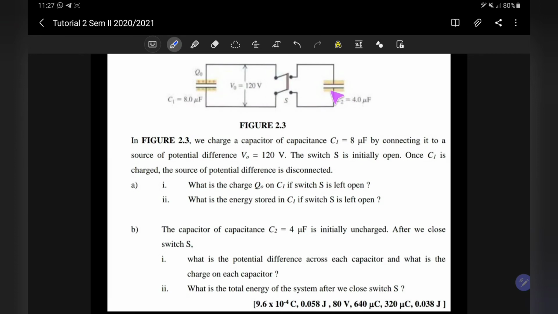So remember, the potential becomes equal at last, so we need to know the concept or principle of how to calculate it. Alright, and what is the total energy of the system after we close switch S? By closing switch S, we have connected C1 and C2 so that these two capacitors are functioning already, so we need to calculate U1 and also U2, and then we calculate U total, which is equal to U1 plus U2. So this is basically the way we answer the question.